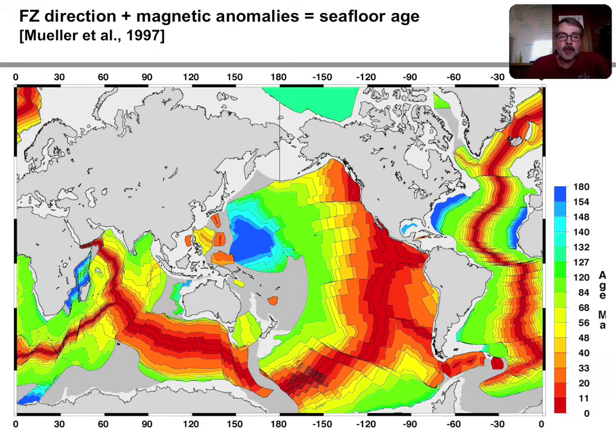So I think Dietmar will talk about how he and others have put together this global age map, which is really a wonderful thing when you're modeling the ocean basins, and also for understanding what happened in the past, because you can then look at what the subduction zones did 100 million years ago, and try to figure out where the slabs are in the mantle and all kinds of cool stuff like that.